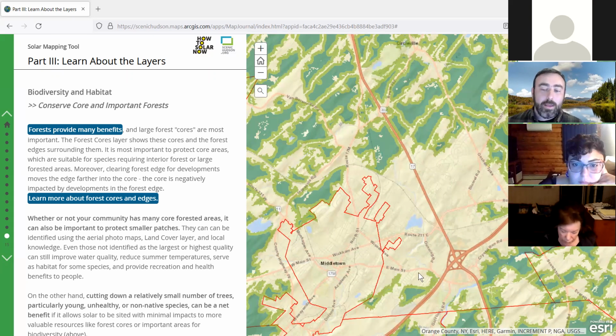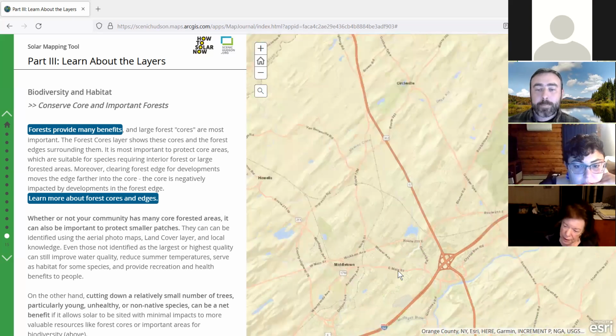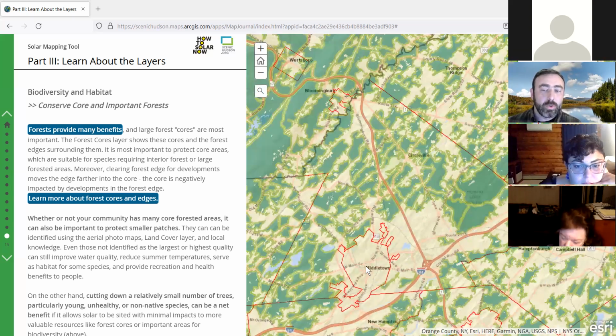So while the cores should really be sacrosanct, there are times when clearing a little bit of an edge might make sense. It might come out on top in terms of carbon balance. You want to think really critically about all of the different values that forests are providing. This edge forest may also be, for instance, filtering water, providing shade during heat waves, et cetera. And so it really comes down to your community, how much forest you have, what types of forest you have.